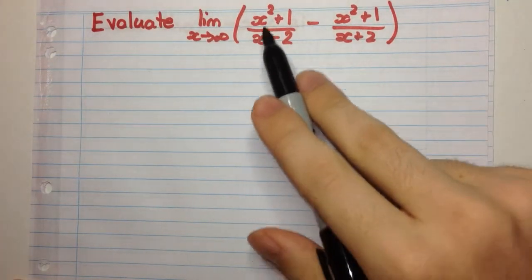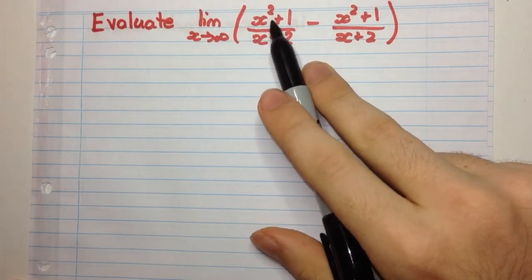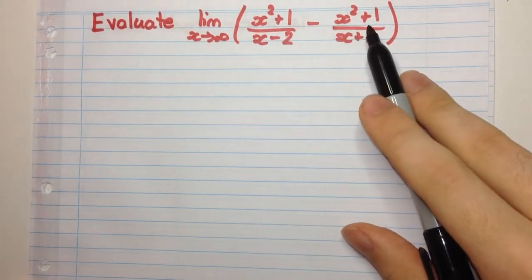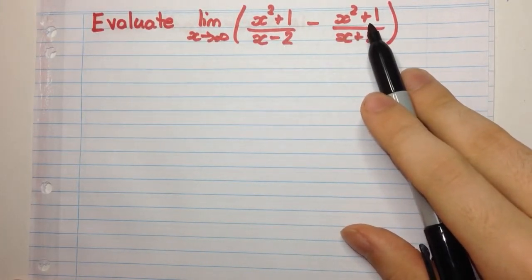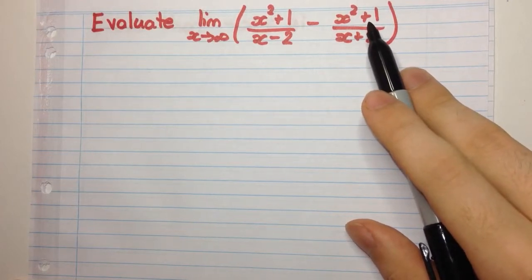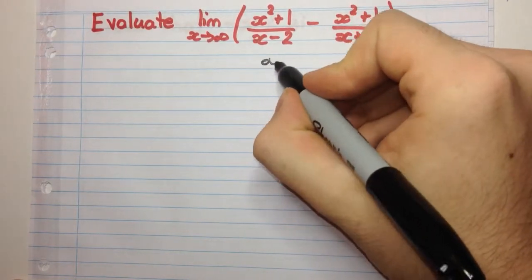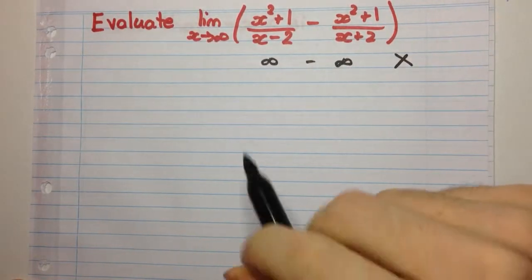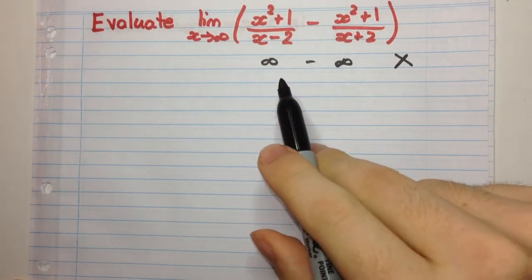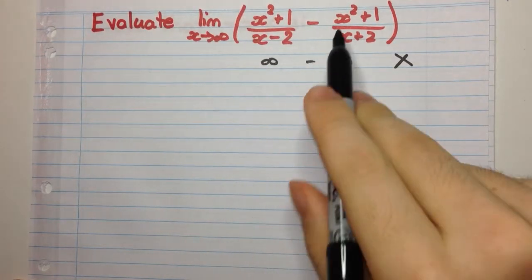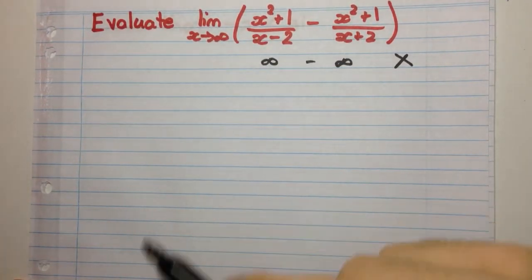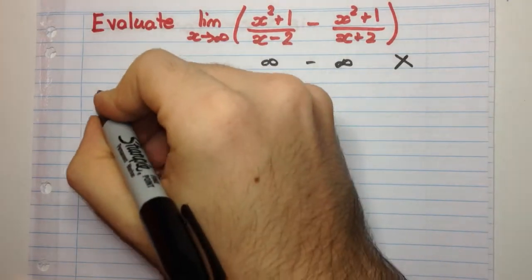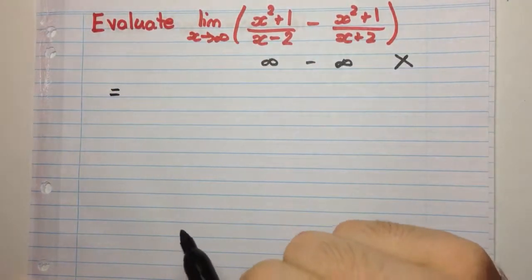But as you can see here, the highest power is on the numerator here, and so this will go to infinity, and the highest power in this fraction is also on the numerator, so this will go to infinity. And so we're going to get infinity minus infinity, but we can't really deal with that. This is an indeterminate form. So we need to manipulate this a little bit so that we can get it in a form that we can work with. So let's make a common denominator here.